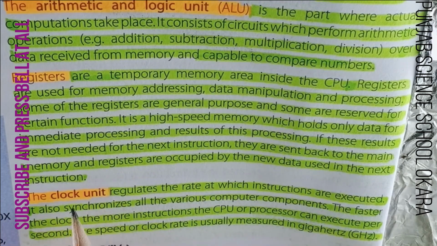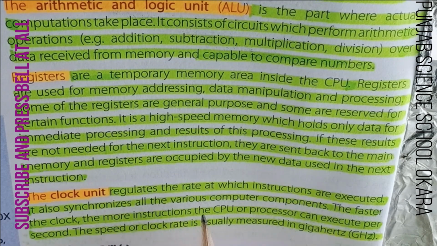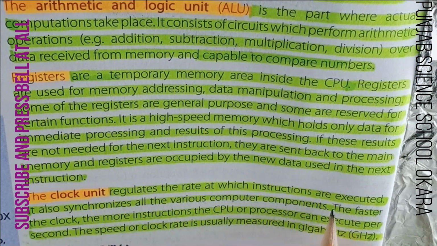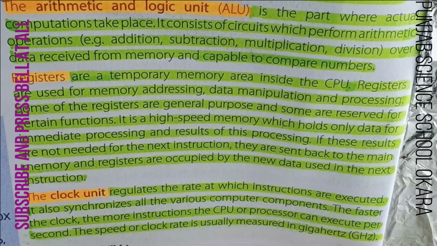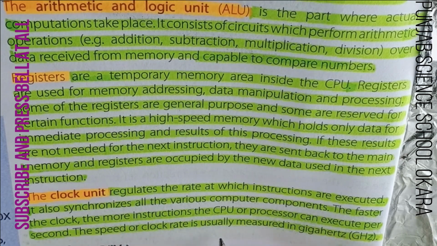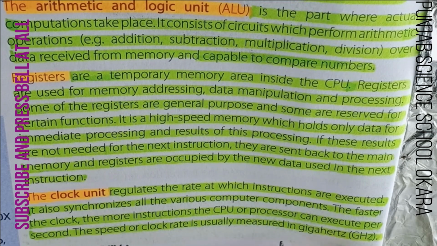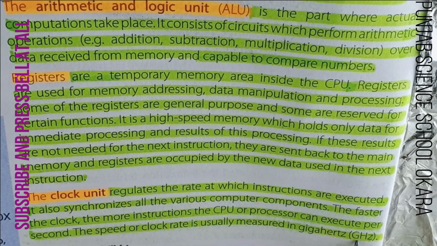Number 4. The clock unit regulates the rate at which instructions are executed. It also synchronizes all the various computer components. The faster the clock, the more instructions the CPU or processor can execute per second. The speed or clock rate is usually measured in gigahertz, GHz.